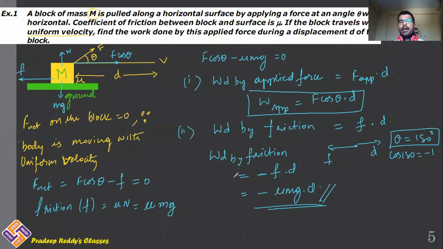So that is how, based on the number of forces acting on the object, work can be calculated for each and every individual force. In this case, there are two forces acting. One is the applied force and the other one is the frictional force. The applied force does some work, and the frictional force also does some work. So the work done by the applied force is F cos theta into d, whereas the work done by the frictional force is minus mu mg into d.